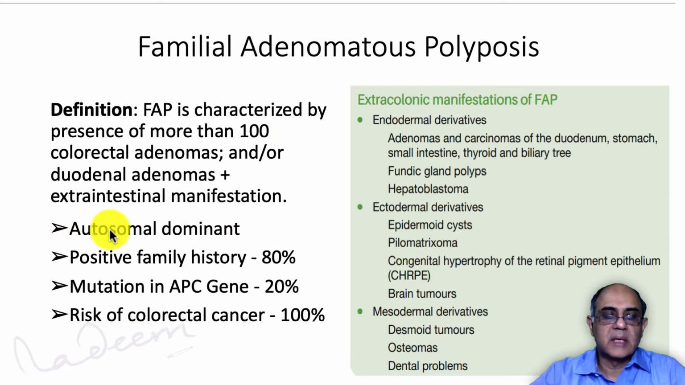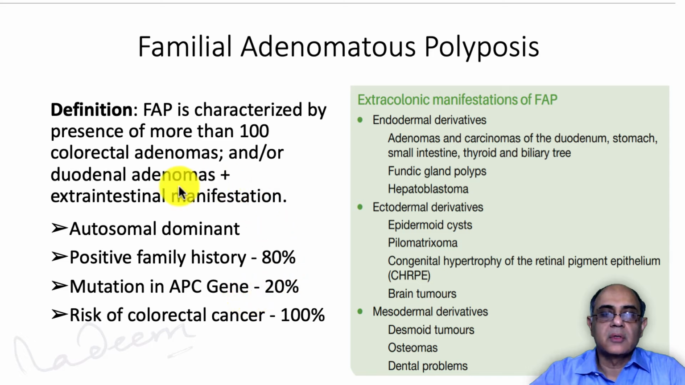It is autosomal dominant, runs in families, and is characterized by the presence of hundreds of adenomas, and sometimes in the duodenum also, and sometimes some extra-colonic or extra-intestinal manifestations like epidermoid cysts, brain tumors, desmoid tumors. So this can happen anywhere, in gastric glands, in the stomach also. So the patient will have a positive family history, and in this case 20% will have some mutation in the APC gene.